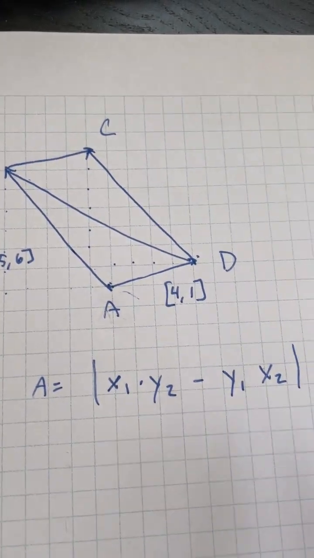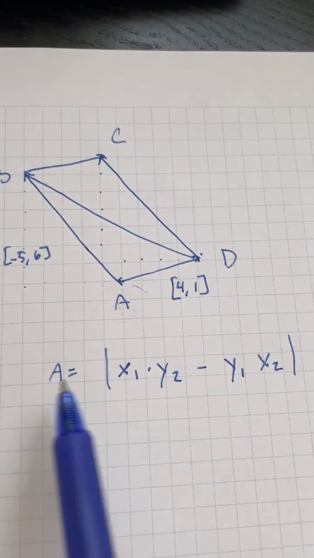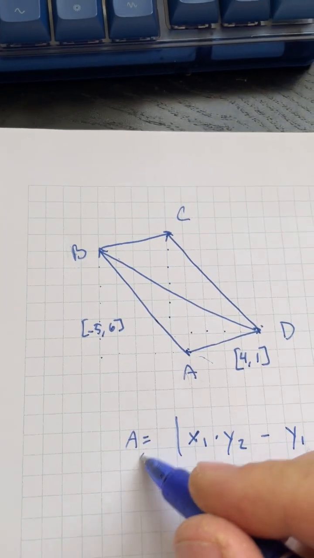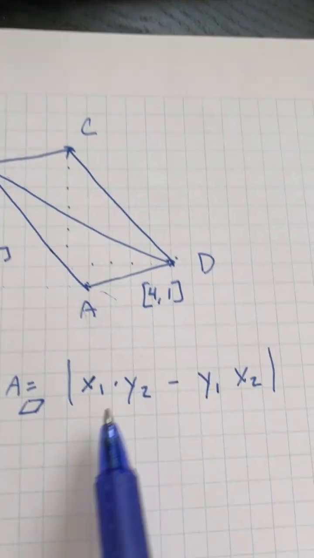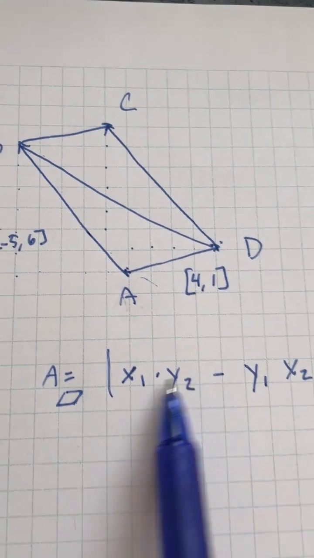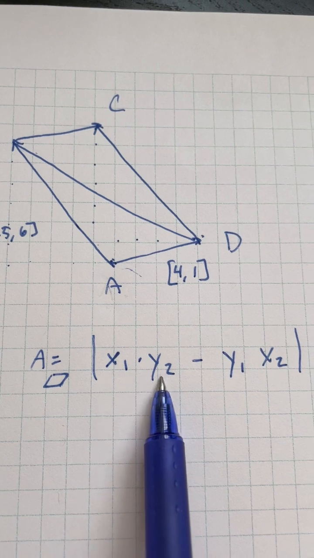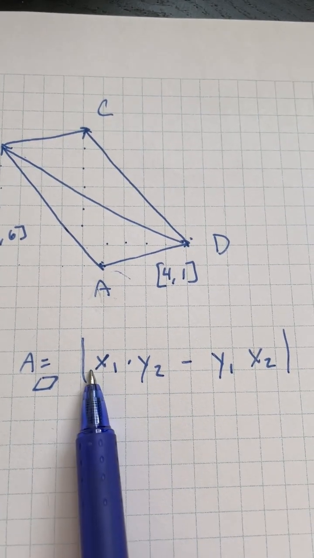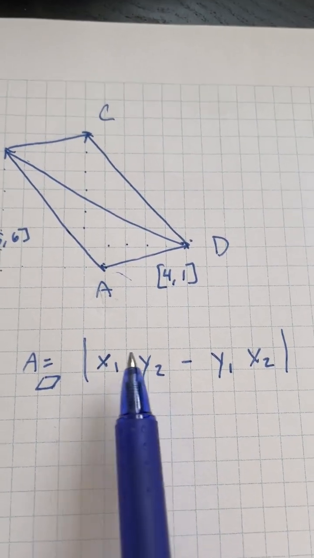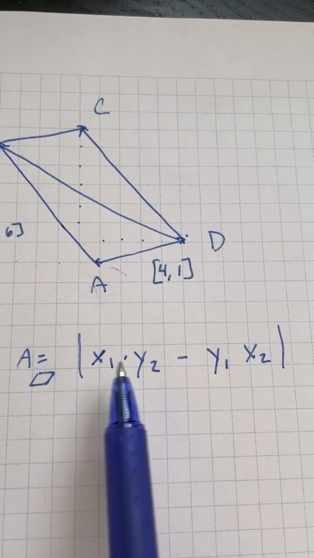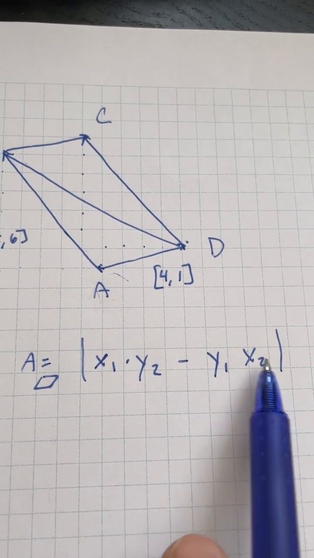The question is, what's the area of ABCD? Remember, this is the formula for the area of a parallelogram. I might have written it differently because I had to do it from memory. But it doesn't matter as long as it's the first x times the second y, not the first x times the first y. It's the first x times the second y. 1, 2, 1, 2.